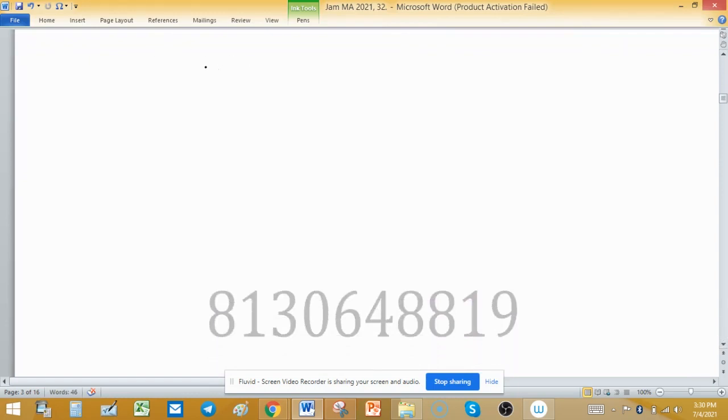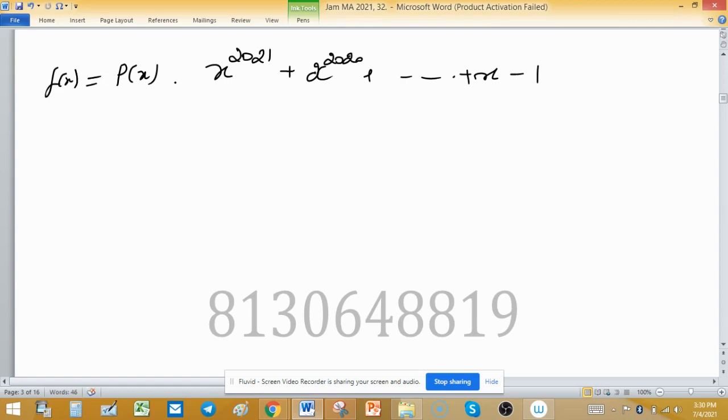Now, the structure of the polynomial is like this: x raised to the power 2021, x raised to the power 2020, plus and so on up to x minus 1. This is the structure. So you can say this is the polynomial p of x, or f of x. When we check the real roots of the polynomial, sometimes we put in 1, minus 1 and 0, because these are very elementary points and the calculation over them is easy, so we can judge whether they are roots or not.